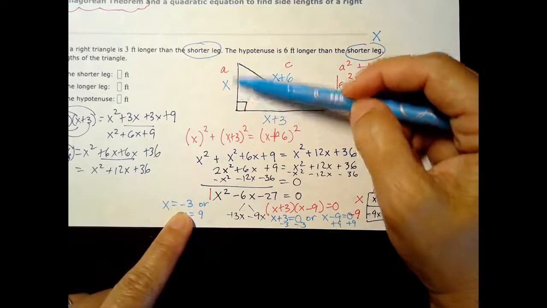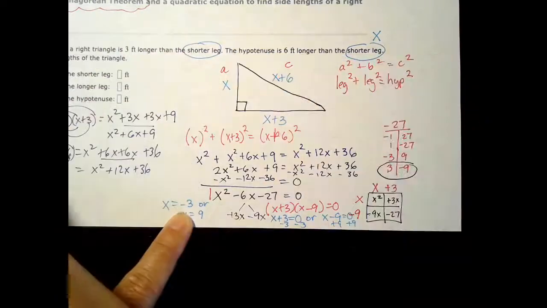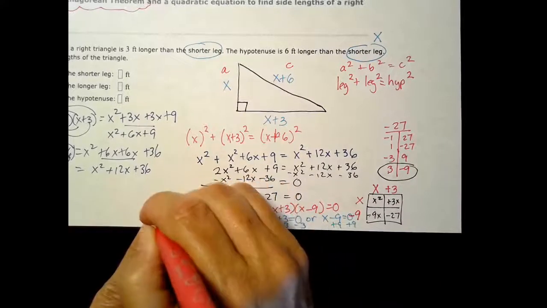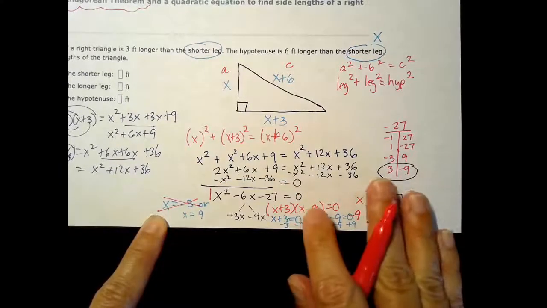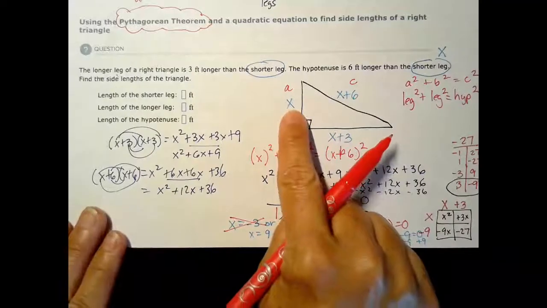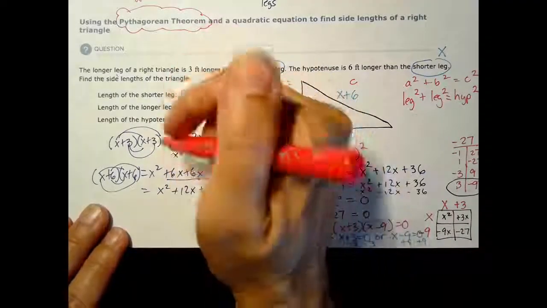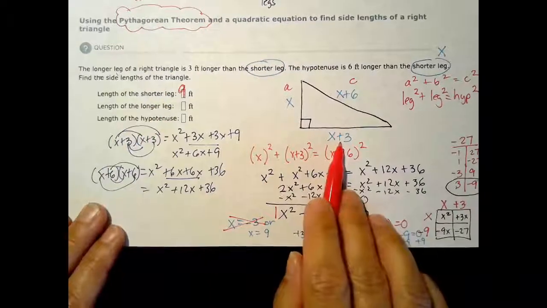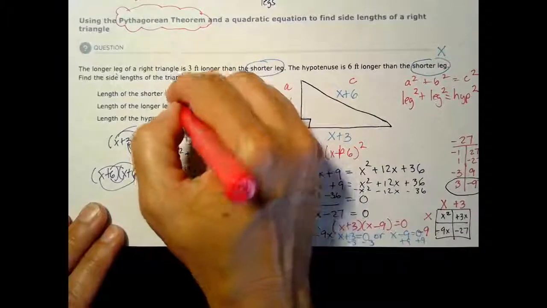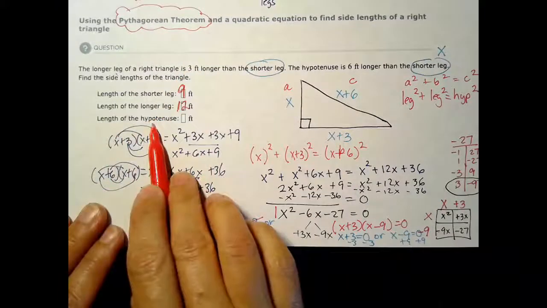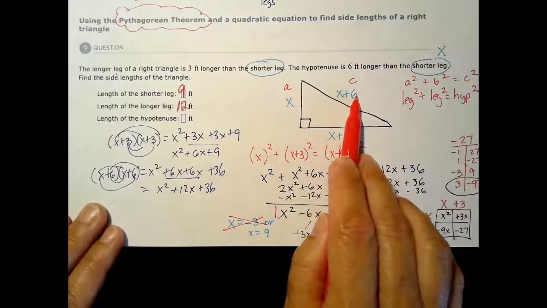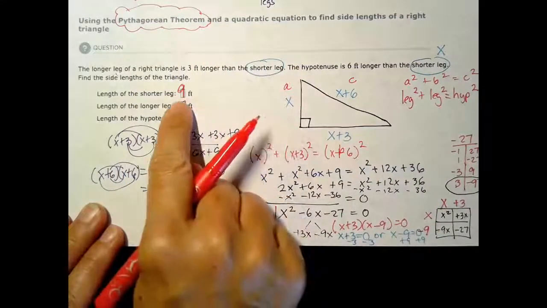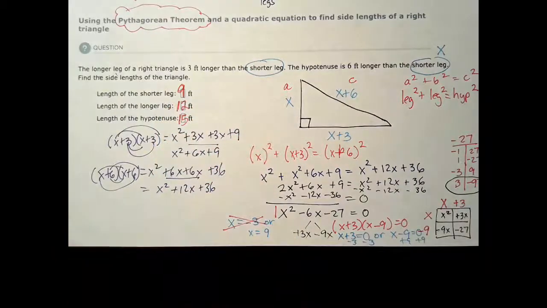Well, I don't know a triangle that can have a side of negative 3. So this is a solution to this equation, but it is not an answer to the problem that we're trying to answer. So the shortest leg right here has to be 9. The longer leg would be 9 plus 3, which is 12. And the hypotenuse would be 9 plus 6, which is 15. So my lengths are 9 feet, 12 feet, and 15 feet.